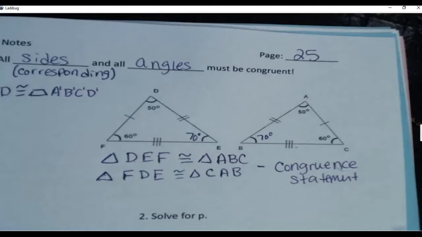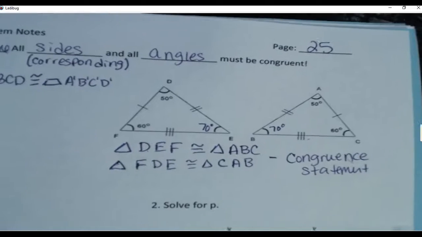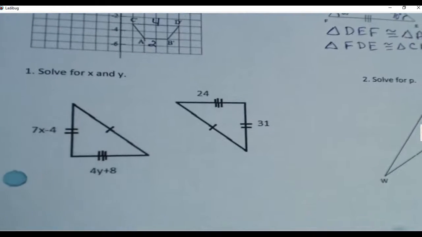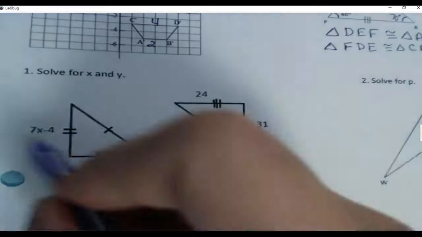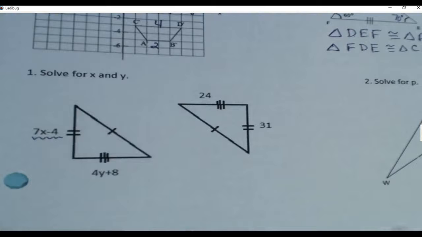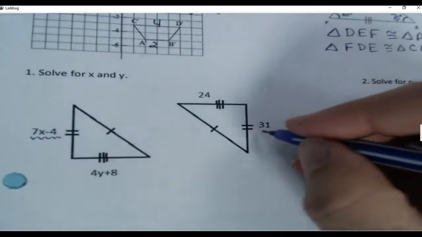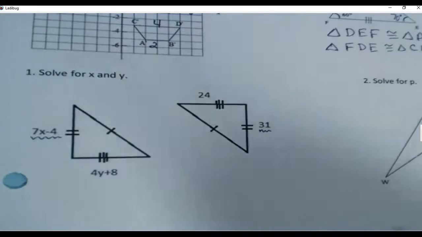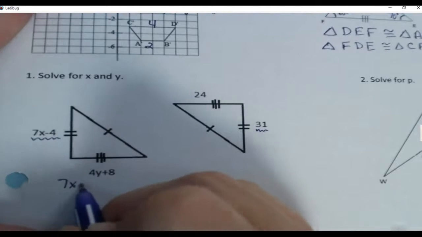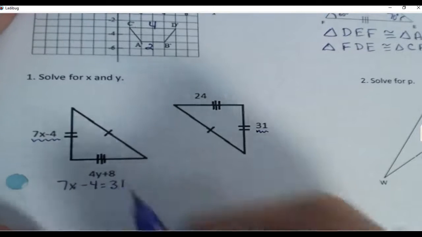So another thing you can do with congruent triangles and congruent shapes is set congruent things equal to each other and solve equations. So if we look at this example number 1, we want to solve for x and y. So if I look at x, I've got 7x minus 4. Which side does that match in the other triangle? 31. How do we know? Good. So they both have the 2 little tick marks here. So then to solve for x, we just set them equal. So 7x minus 4 equals 31.